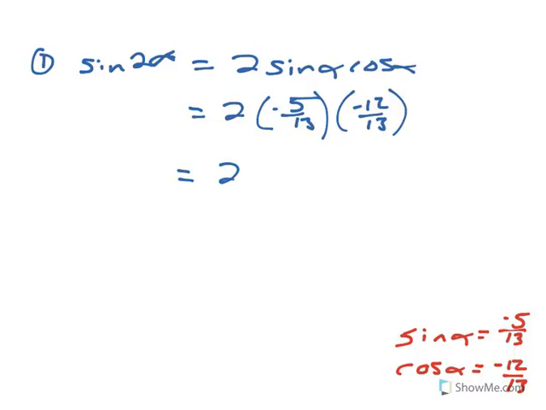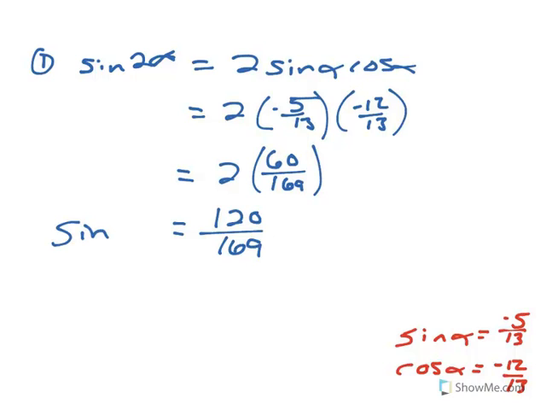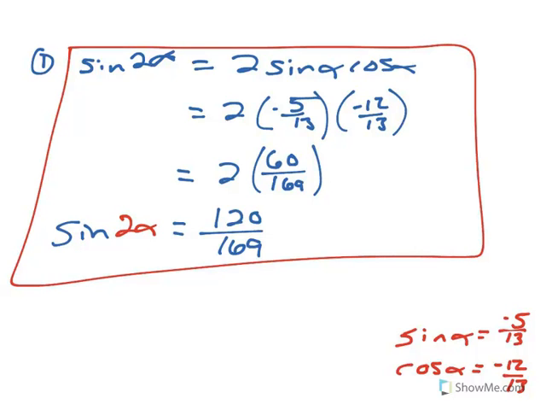Simplifying this, negative 5 times negative 12 is 60. 13 times 13 is 169. Multiplying a whole number 2 times a fraction, you multiply it by the top only. If your fraction reduces, you shall reduce it. Our fraction does not reduce. Therefore, sine of 2 alpha is 120 divided by 169.